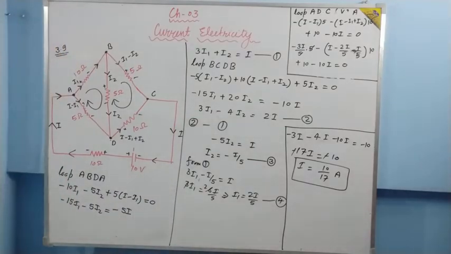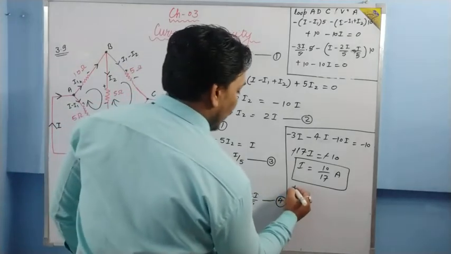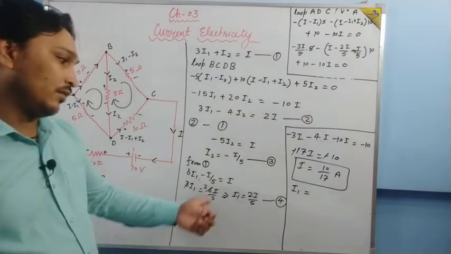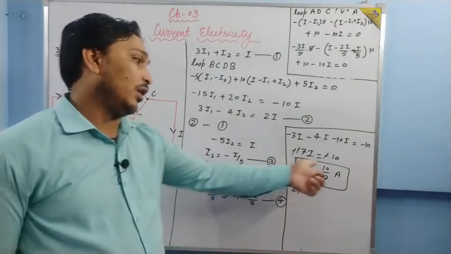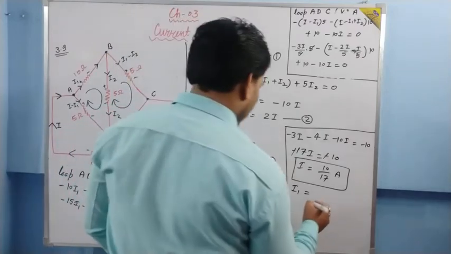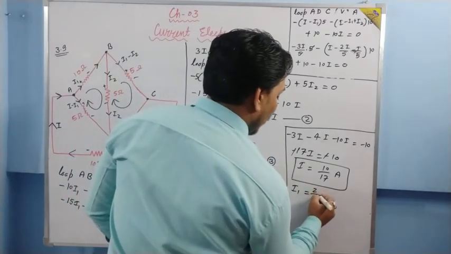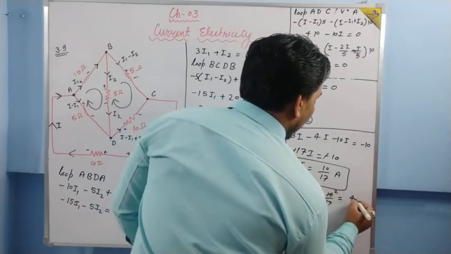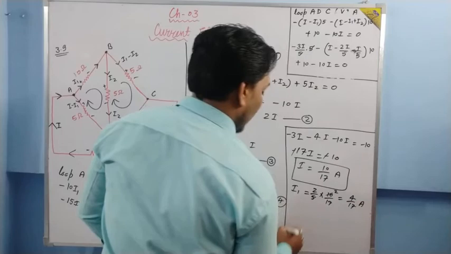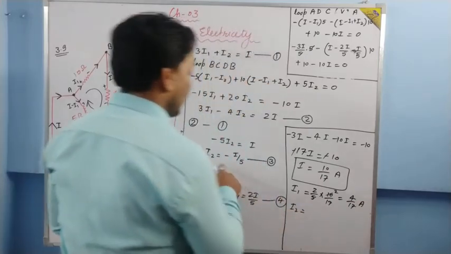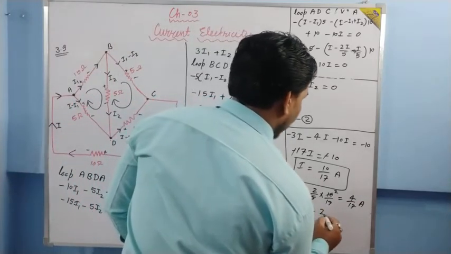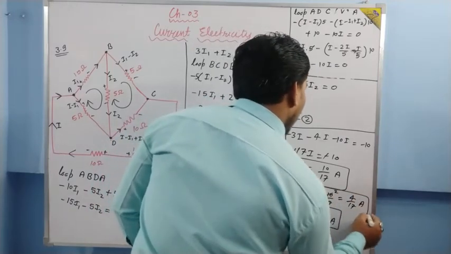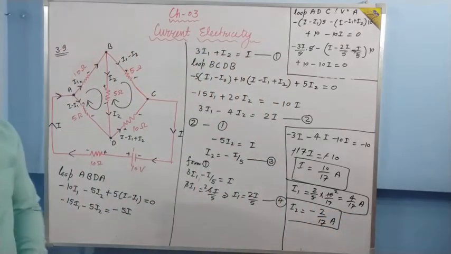And if I is known, can we get the value of I1? What is the value of I1 in that case? 2i by 5. 2 by 5 multiplied by this, so it will become 2 by 5 into 10 upon 17. 5 2s are 10. 4 upon 17 ampere. And what is the value of I2? It is minus I by 5. It will become minus 2 by 17 ampere. 5 will cut 10 2 times. So we have I, we have I1, we have I2 now.